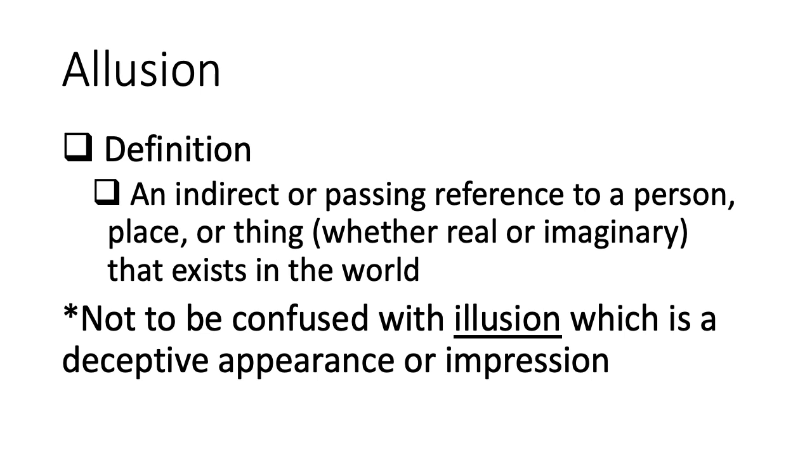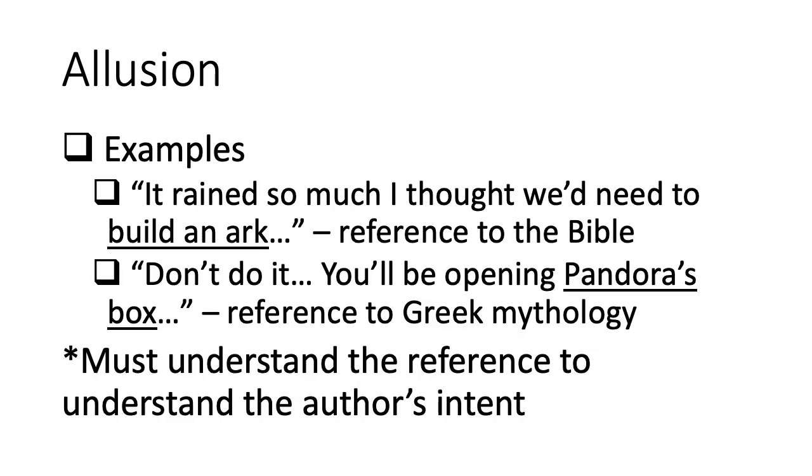Now, this is not to be confused with illusion, with an I. Illusion is a deceptive appearance or impression of something. We're going to talk about that in a little bit, but just to make sure you're not combining both of those definitions in your head. So an example of an allusion, a reference to something that exists in the world: it rained so much we thought we might need to build an ark. This is, of course, a reference to the story in the Bible, Noah's Ark.